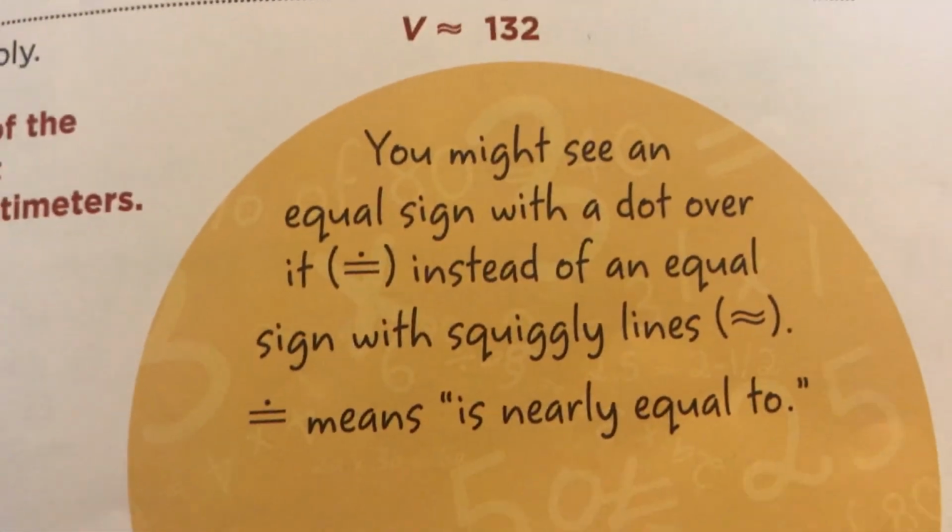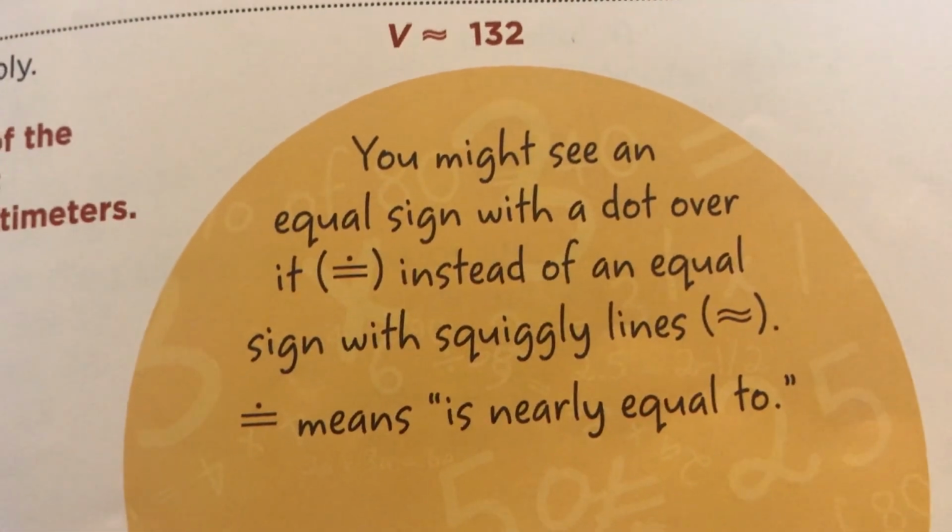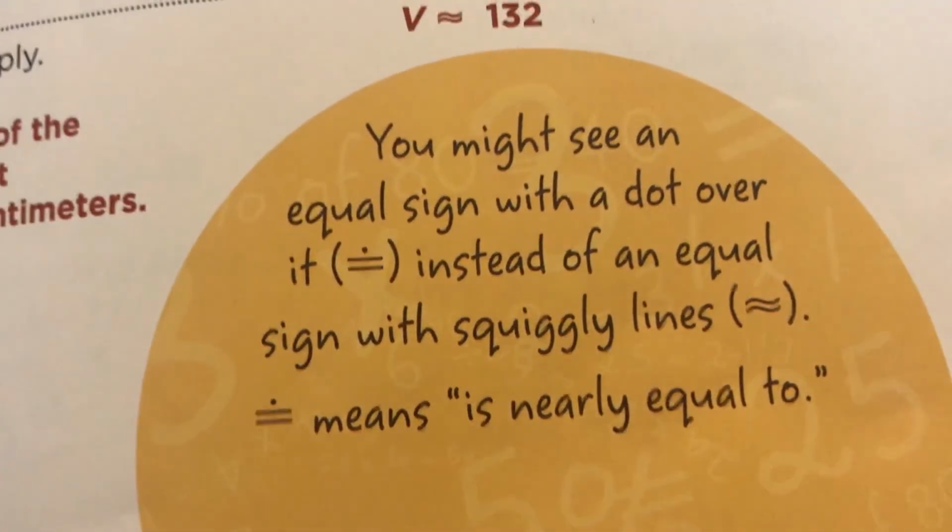You might see an equal sign with a dot over it instead of an equal sign with squiggly lines, and that means nearly equal to. Okay, and I think that's it.